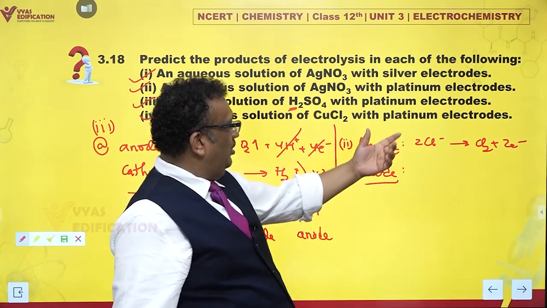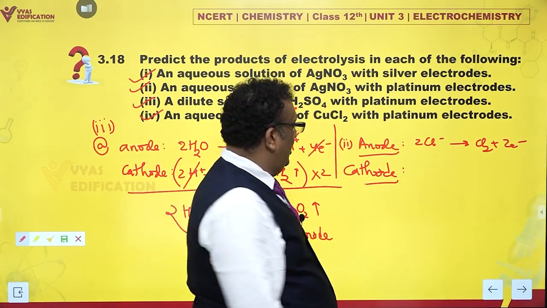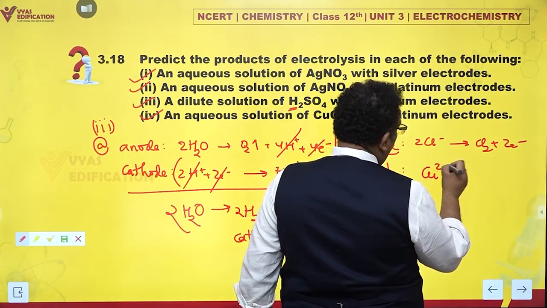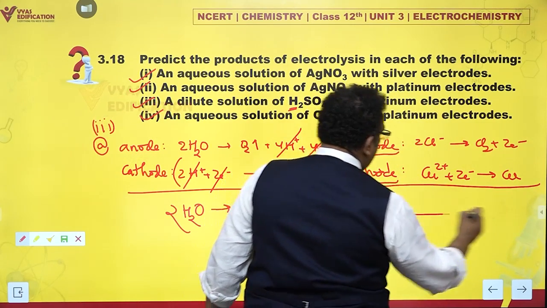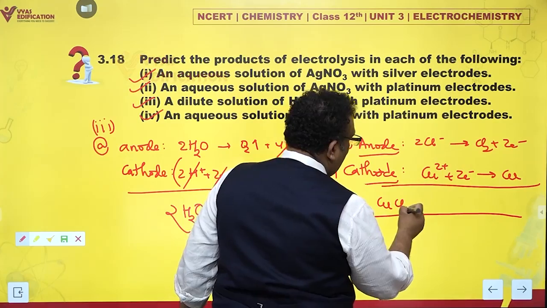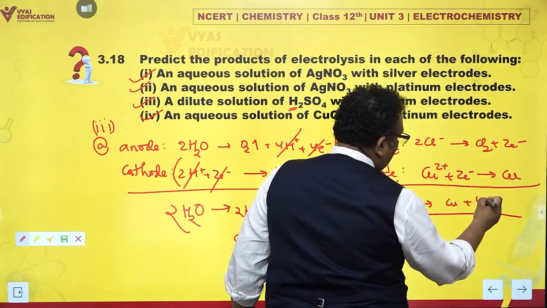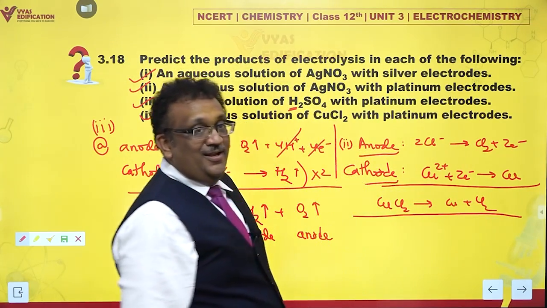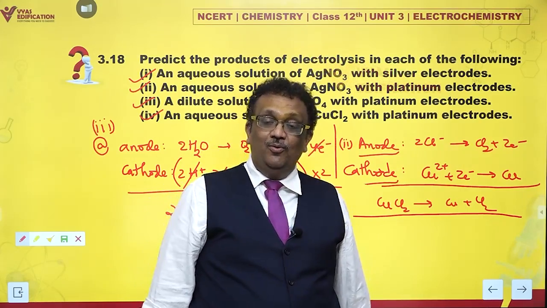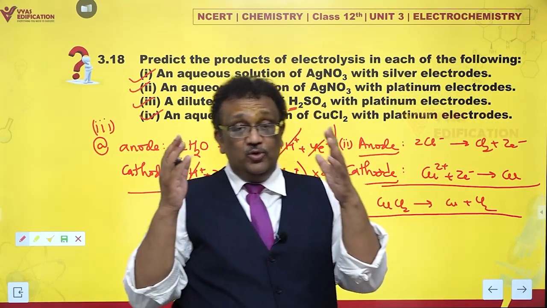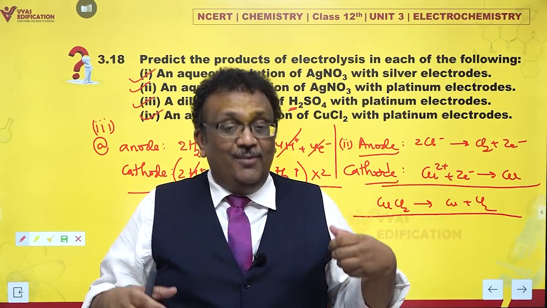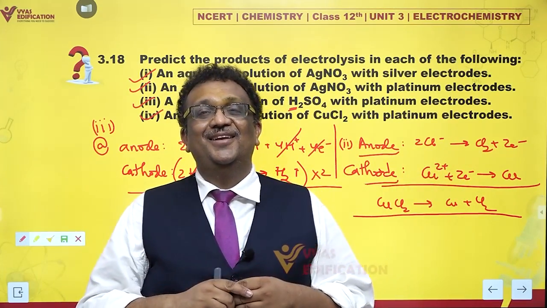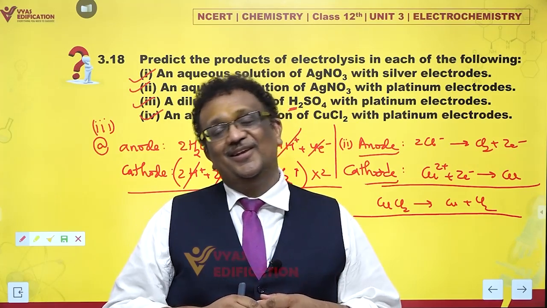We can simply write down, we have chloride ions giving you chlorine, and at the cathode you have those most loving copper ions which are shamelessly getting reduced to copper. So you have CuCl2 giving you Cu plus Cl2. That's a simple reaction. Copper chloride as a compound on electrolysis deposits copper metal at the cathode and liberates bubbles of chlorine gas at the anode. That is what happens.